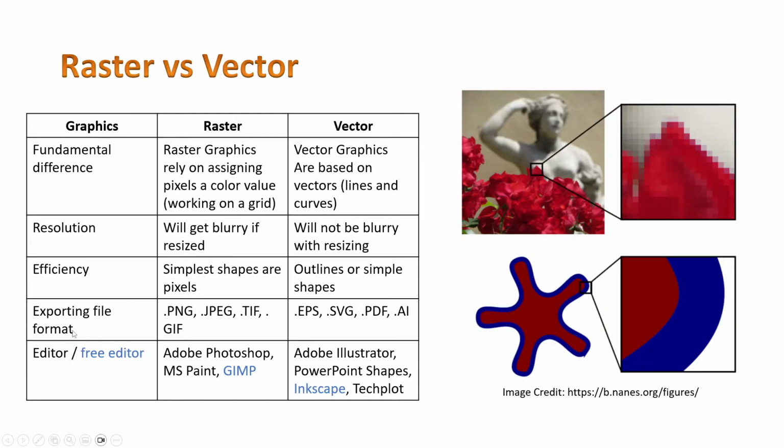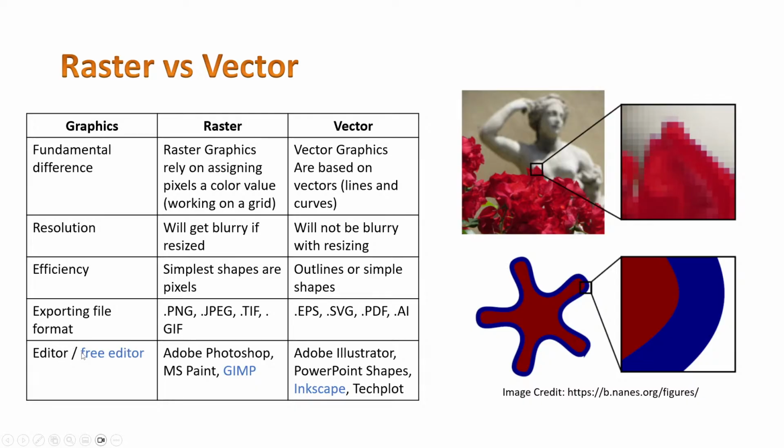The format for this one you get as a PNG, JPG or TIFF file, and the extension for this file will be SVG, for example, or PDF, or Adobe Illustrator, or EPS. I think SVG is scalable vector graphic, if I remember correctly.